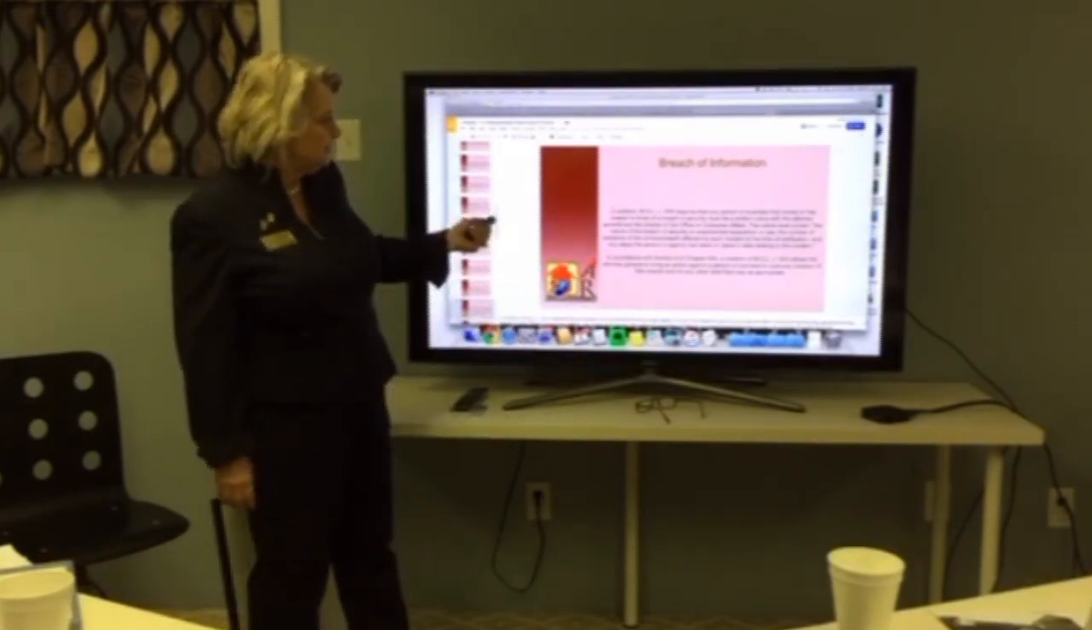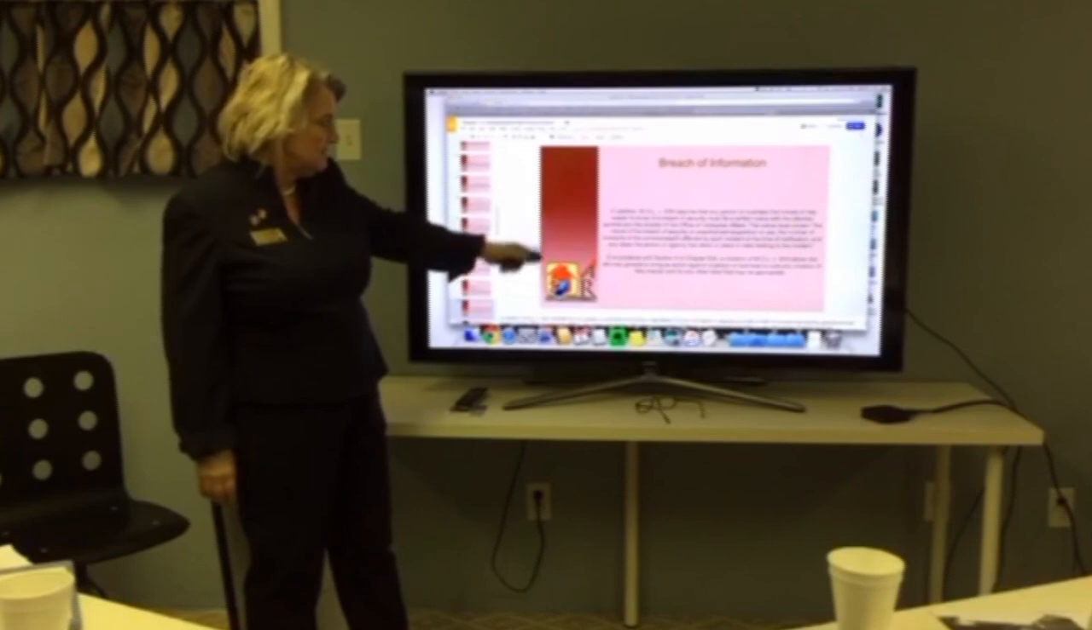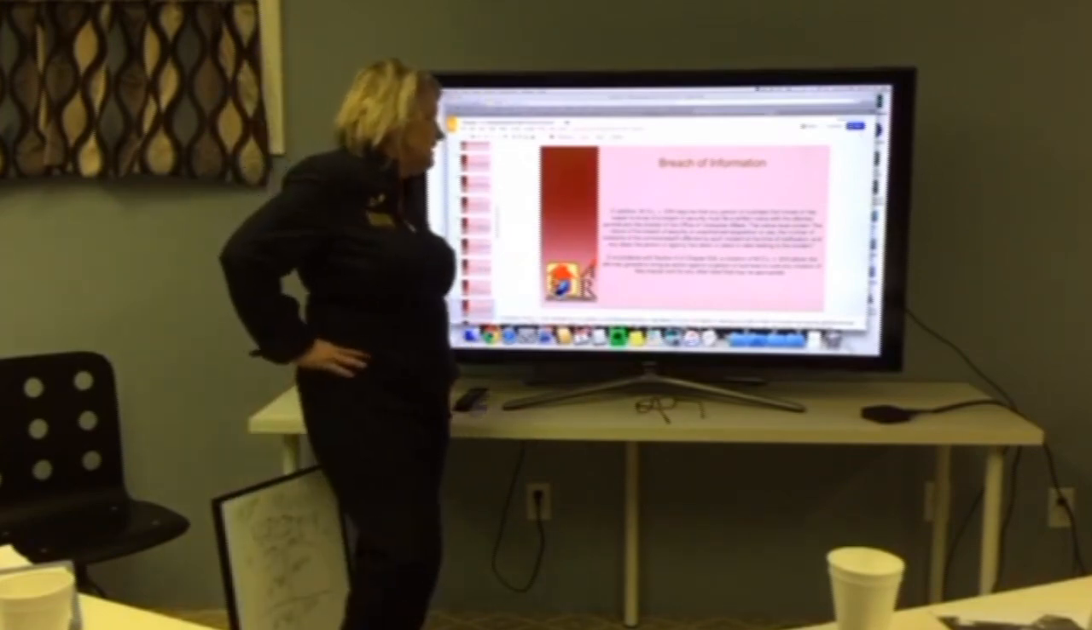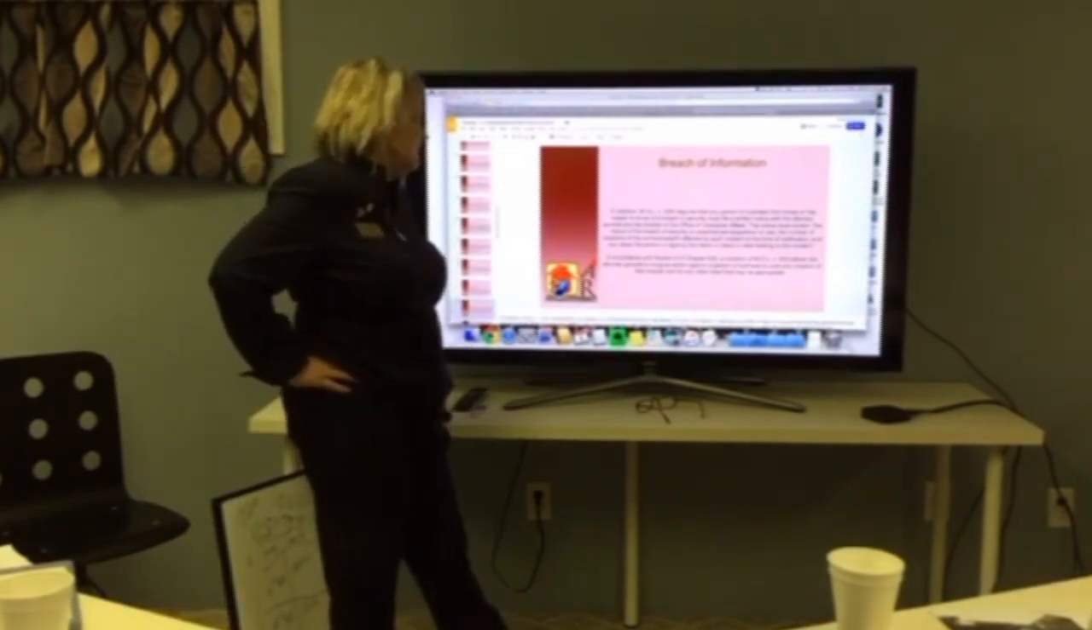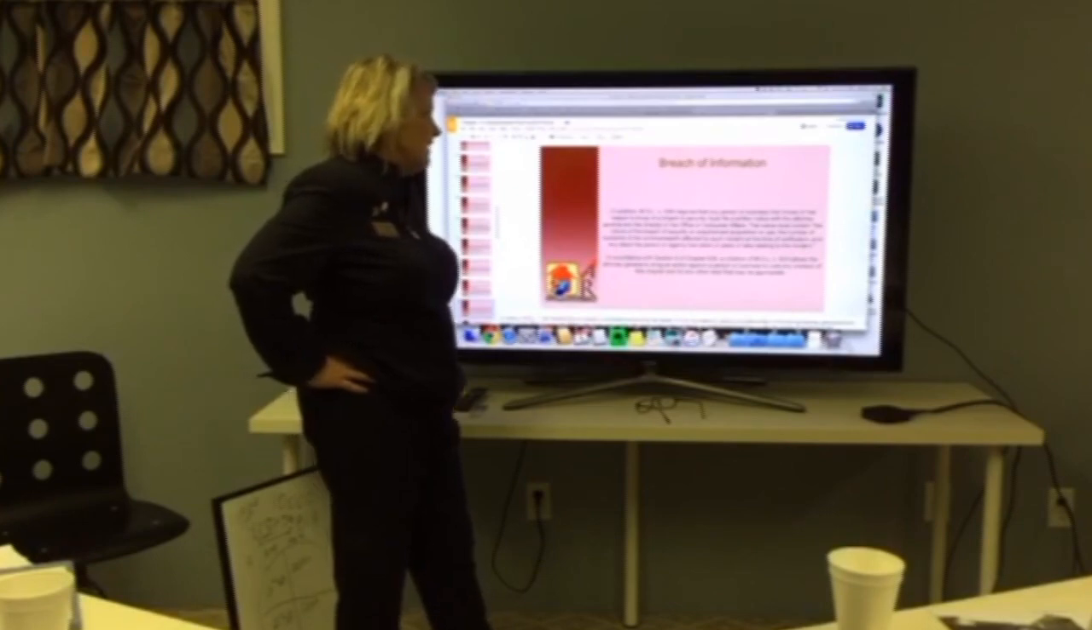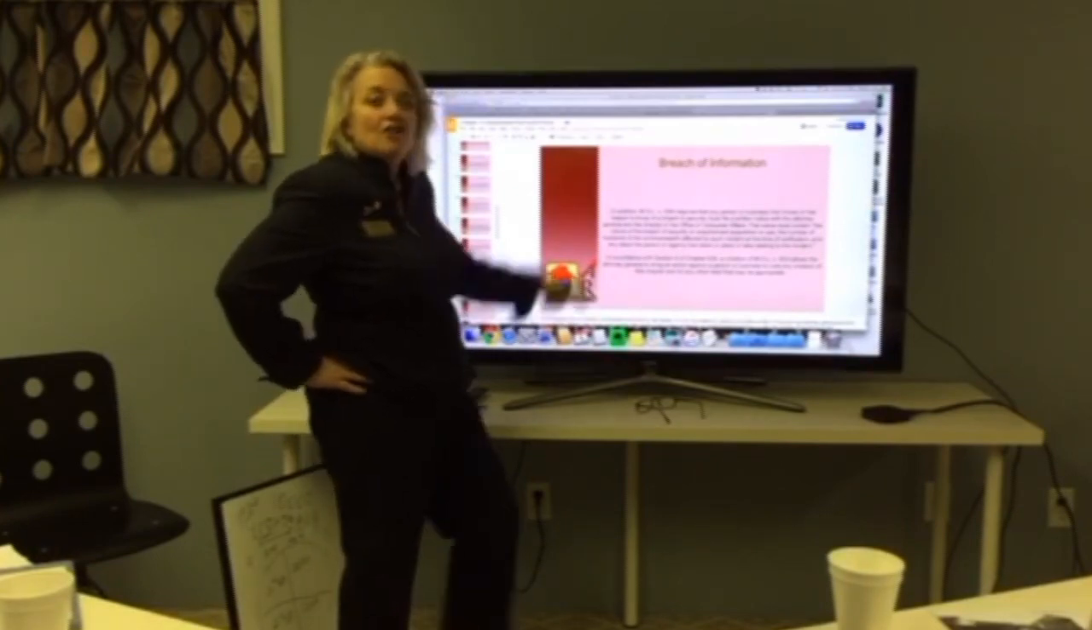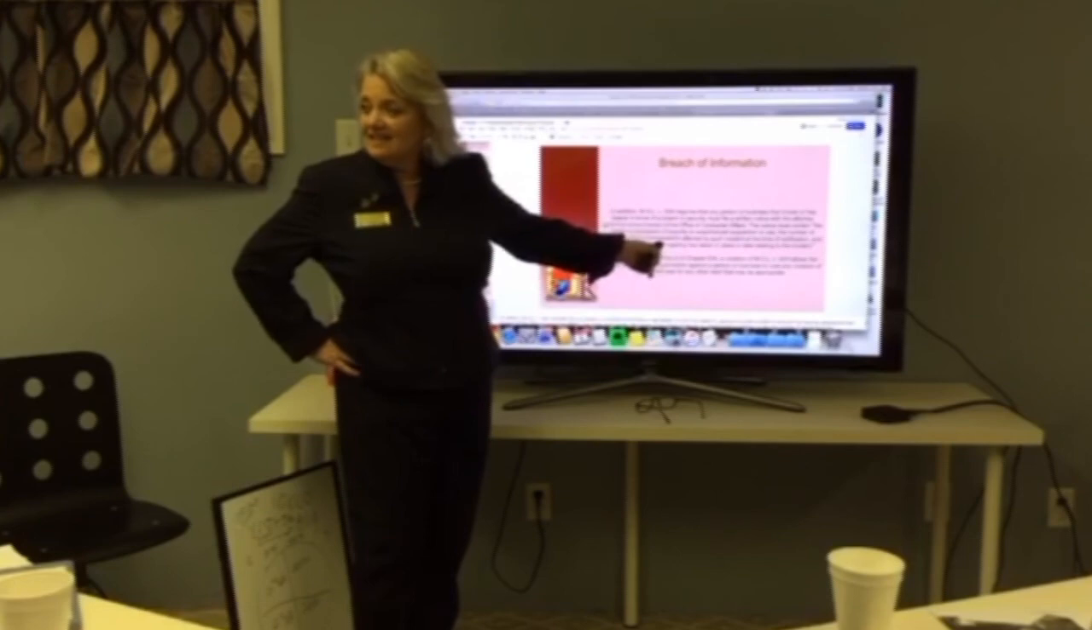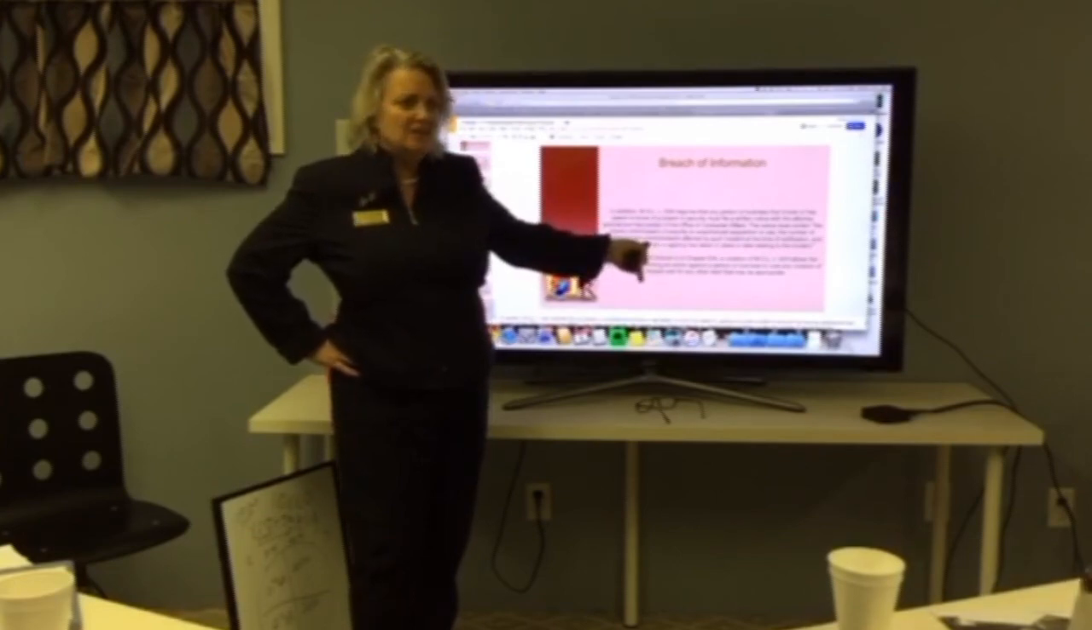Breach of information. Massachusetts General Law 93H says that any person or business that has reason to know of a breach in security must file a written notice with the Attorney General. These are new questions on the test. People have come back to me and said, what the heck is a WISP? This is one of the questions that's on there, especially for you brokers.